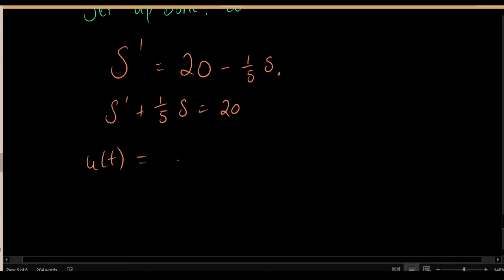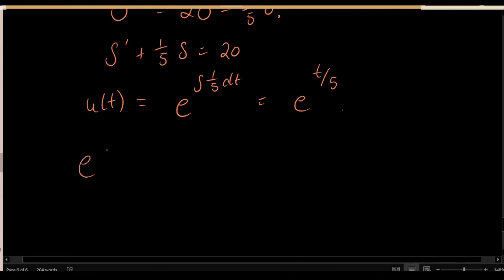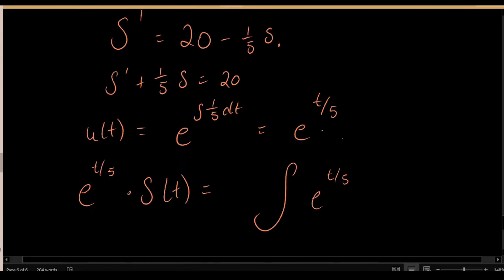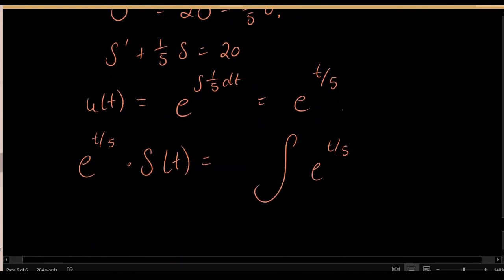U of t is equal to e to the integral of 1/5 with respect to t. Which means that our solution, in this case S of t, the amount of salt in the tank at time t, multiplied by e to the t over 5, is equal to our integrating factor multiplied by the function 20 on the far right side of the simplified differential equation.